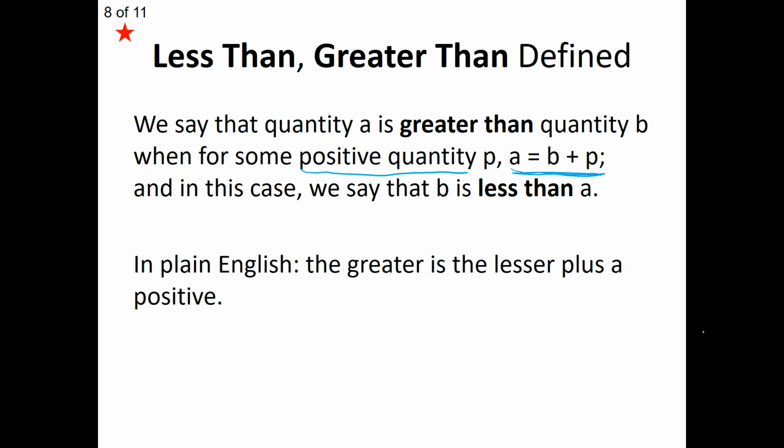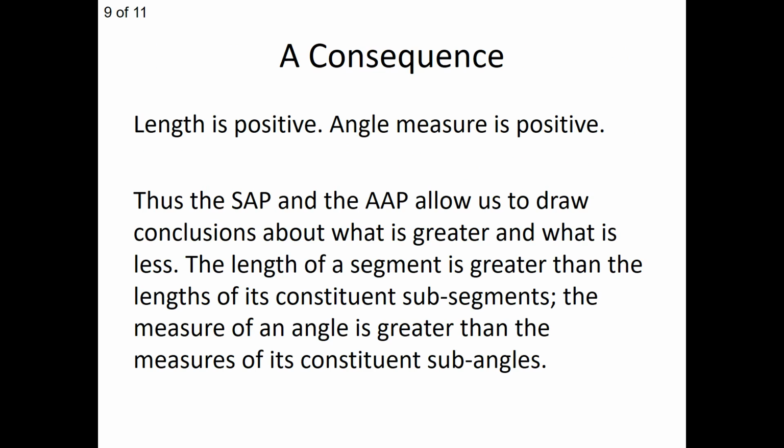Now, here's a consequence of the definition of greater than and less than. Everything that we're going to be dealing with, length and angle measure, is positive, which means when I am given a segment, I know it has measure, which means it's got to be a positive measure. When I'm given an angle, I know it has measure, which means it's positive. And so from the segment addition postulate and the angle addition postulate, I can say that the whole angle or the whole segment is greater than its constituent subsegments or constituent subangles.